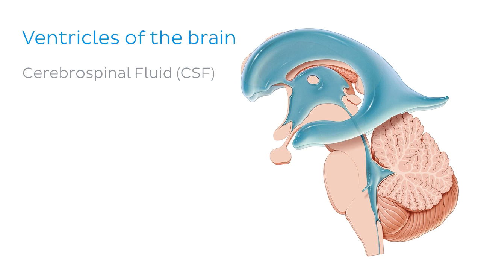Now you might be wondering where this fluid comes from. Well, almost every part of the ventricular system that we're going to see in this tutorial contains a choroid plexus, which includes epithelial cells that produce the cerebrospinal fluid.